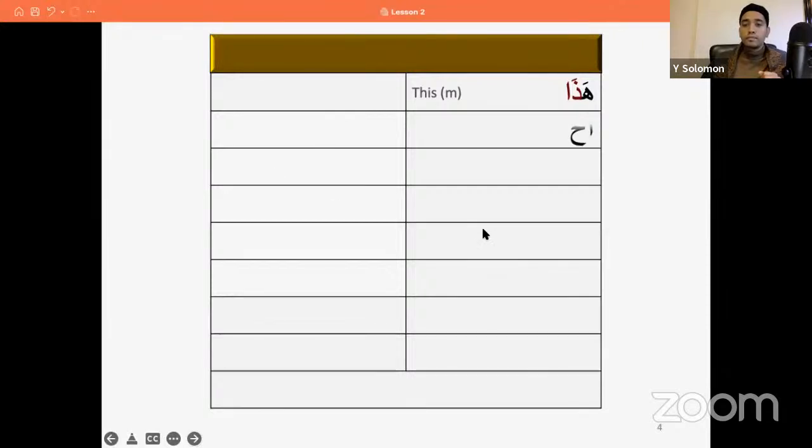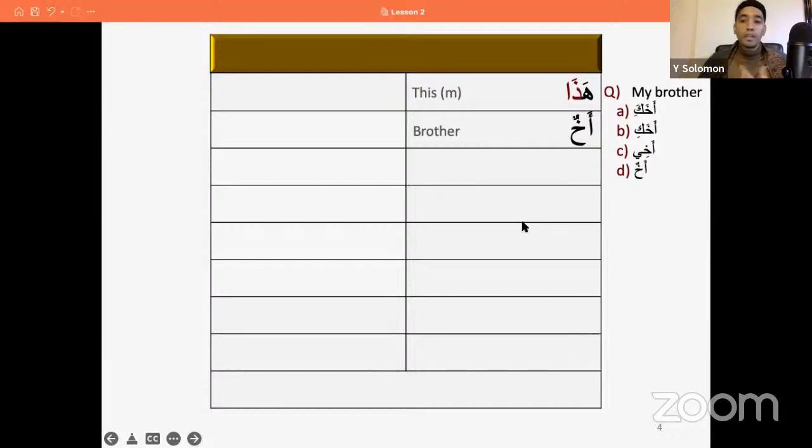Okay. The second word we're learning is called أخٌ. أخٌ is a brother. Okay, so now we want to integrate our knowledge of the previous lesson into today's lesson. In the previous lesson, we learned the concept of saying my. We learned how to say your. Okay, so how do we say my brother?